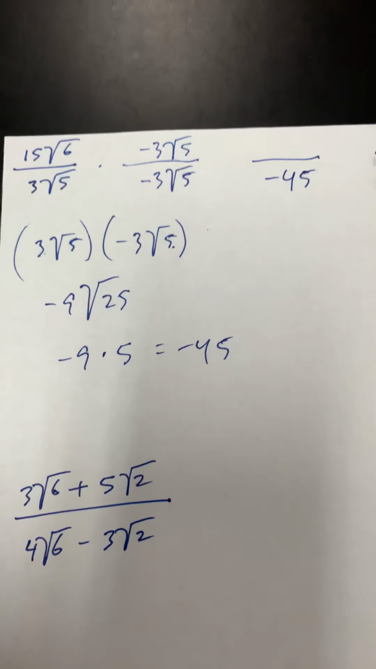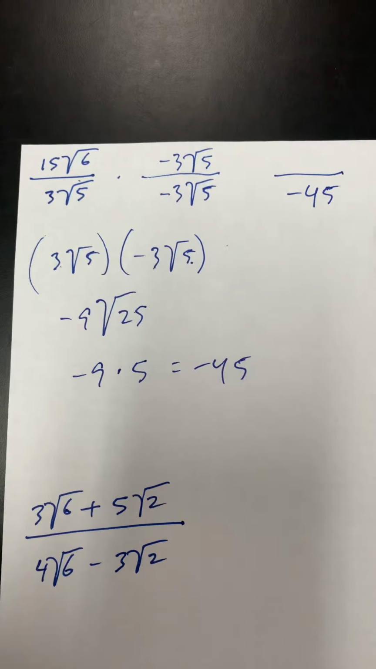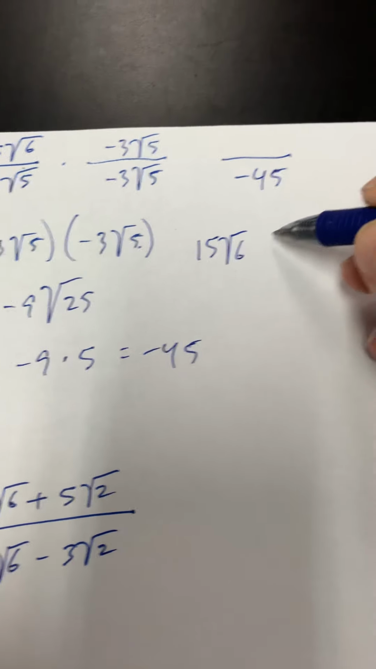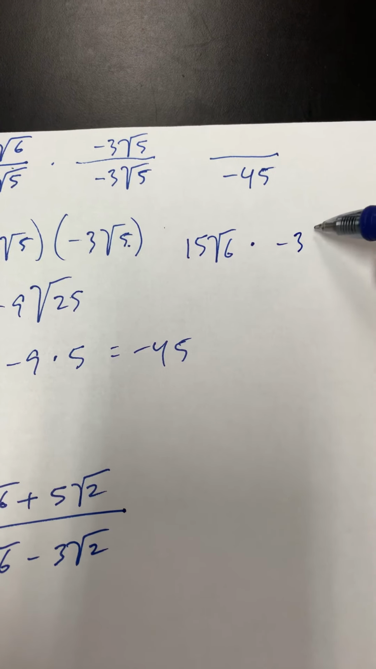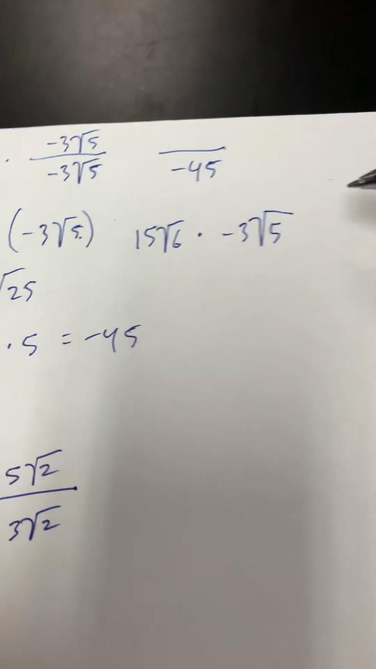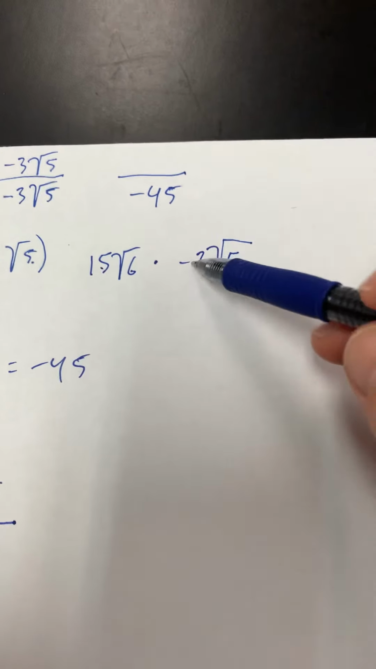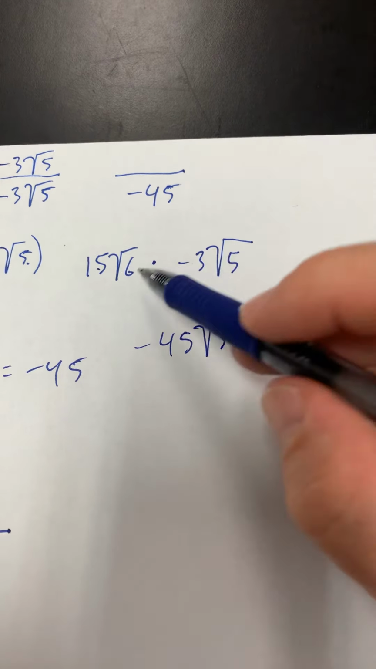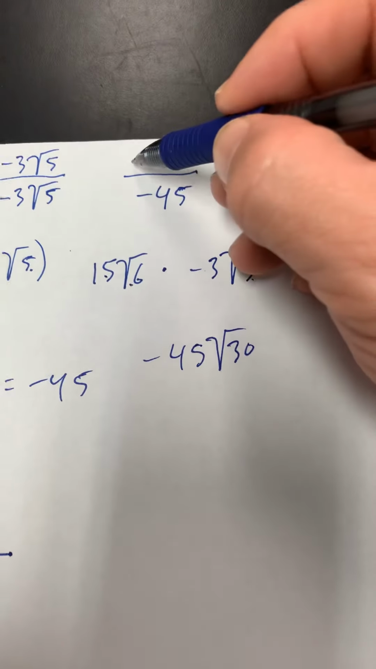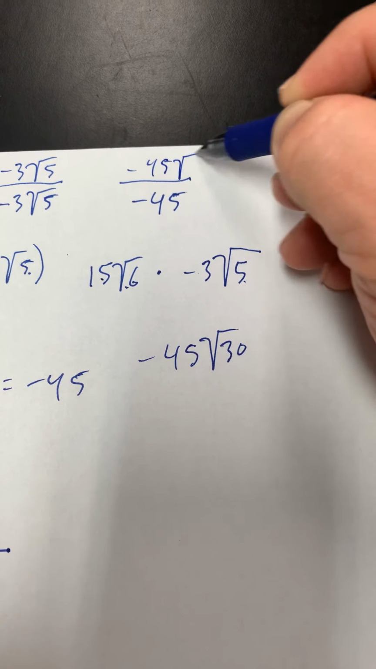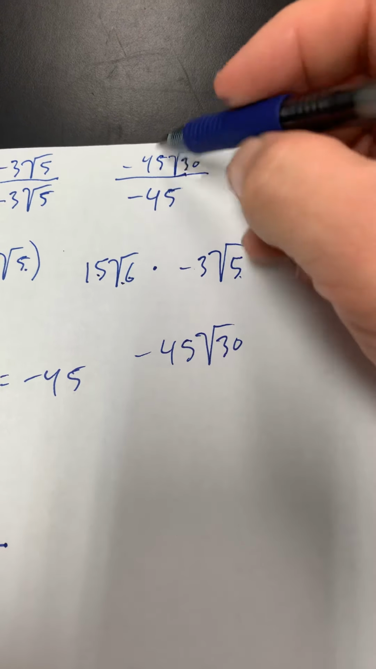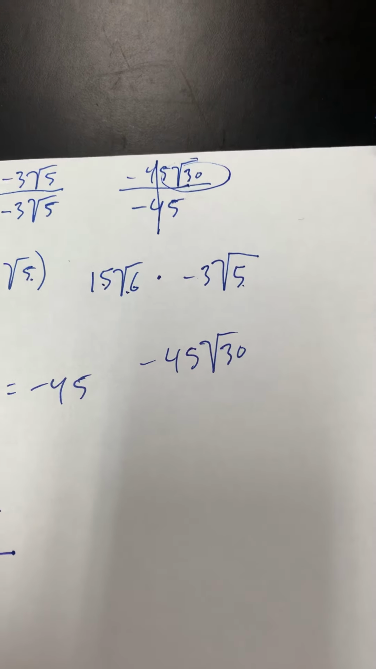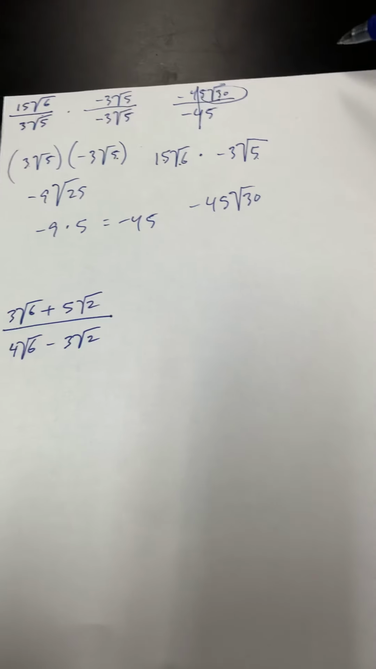Okay, so now we just need to take our numerators. So we're going to take 15 times the square root of 6 times -3 times the square root of 5. Okay, so again, multiply your coefficients together, gives you -45. Multiply your radicands together, so we've got -45 times the square root of 30. And these cancel, leaving us with the square root of 30. Okay?